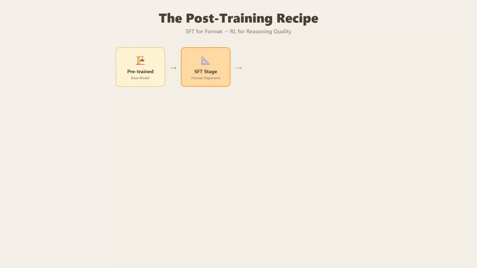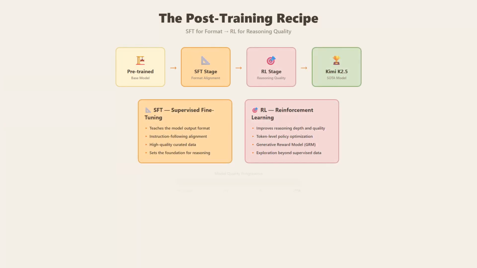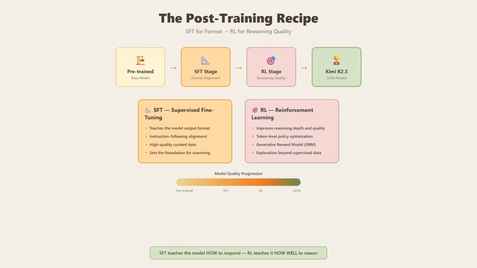Let's talk about how Kimi K2.5 goes from a strong, pre-trained model to a state-of-the-art powerhouse. The post-training recipe follows a two-stage pipeline. First comes supervised fine-tuning, or SFT. Think of SFT as teaching the model how to properly format its responses and follow instructions. It's trained on high-quality, curated data to learn the right output structure.